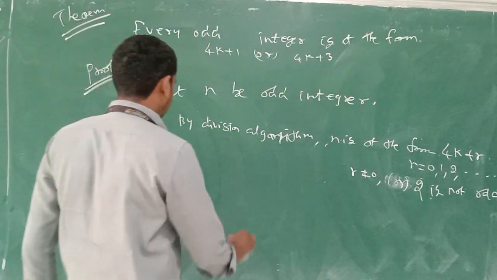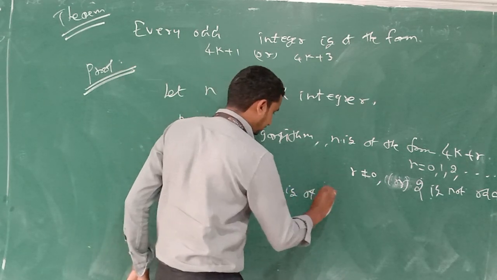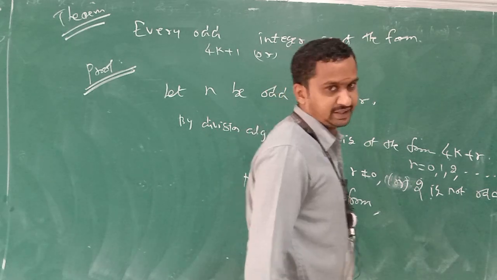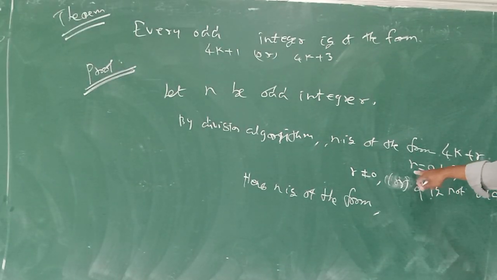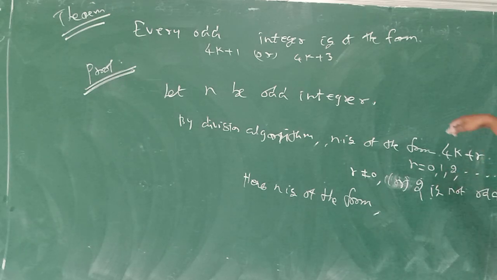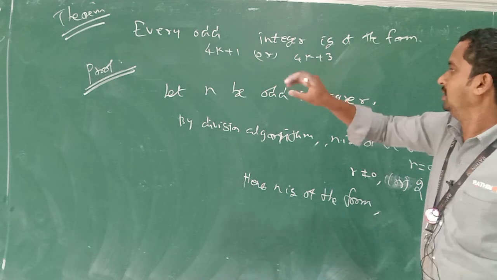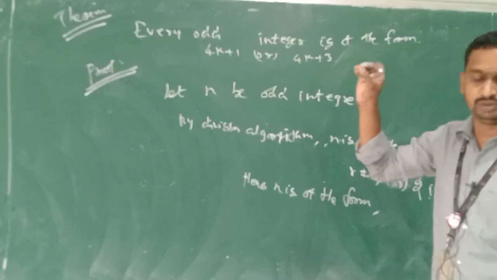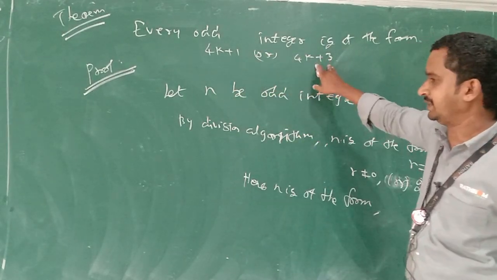So write it as: hence n is of the form. Based on the division algorithm, generally you can write r equals 0, 1, 2, 3, etc. But in your statement you can write only odd integer numbers. So take only from 0, 1, 2, 3 the odd numbers 1, 3, 5, etc. But we have to prove only 4k plus 1 and 4k plus 3 types.